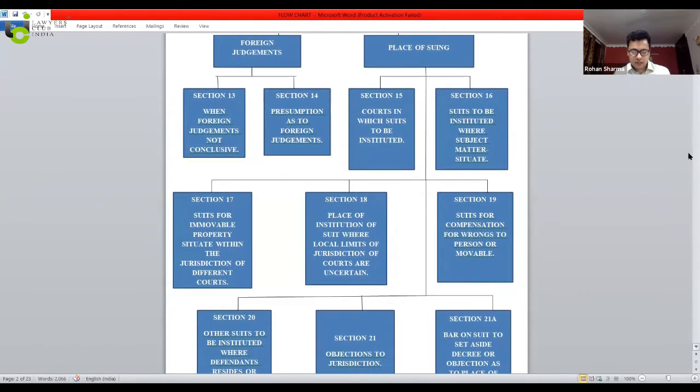Now, section 15 specifically talks about the courts where you can initiate your suits. A specific thing to note is, let's say it's an immovable property. Of course, by way of logic, where that immovable property is ordinarily situated, that competent court might and should be the ordinary court wherein this issue can be raised.